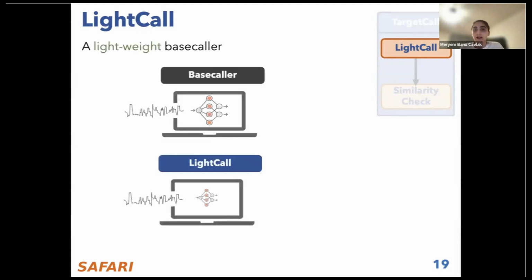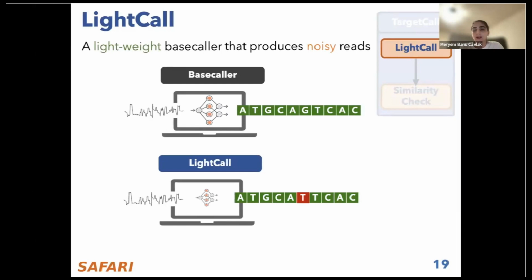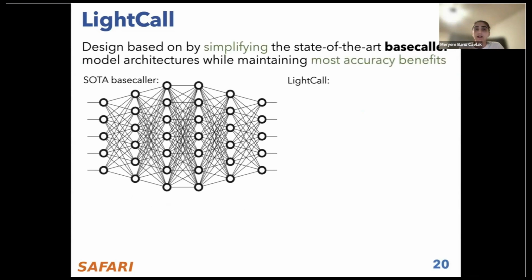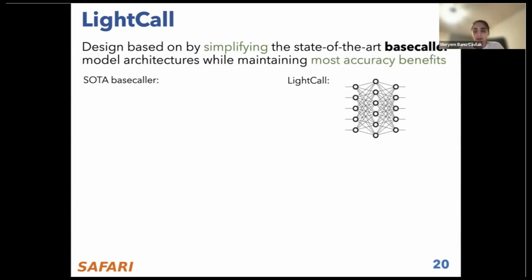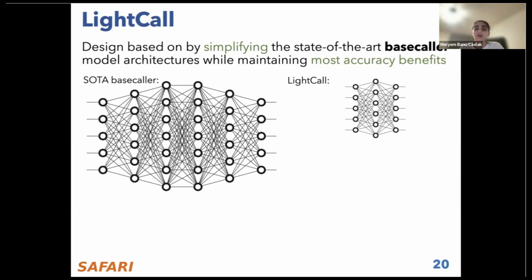Before evaluating how it can be useful, we will show the two components of TargetCall in a bit more detail. The first component is LightCall, which is a lightweight base caller that performs noisy base calling compared to the state-of-the-art base callers. LightCall is designed by simplifying the state-of-the-art base callers' model architecture. The simplification happens in a way that the performance is improved significantly, but most of the accuracy benefits of this complex neural network model from the state-of-the-art base callers is preserved.